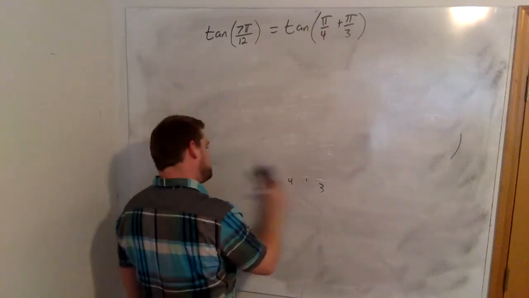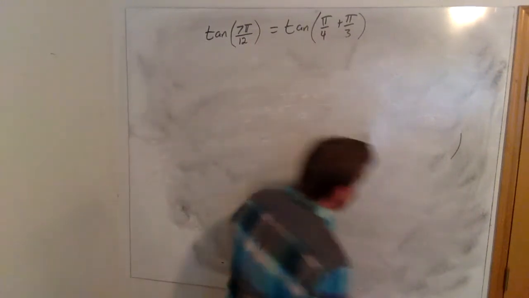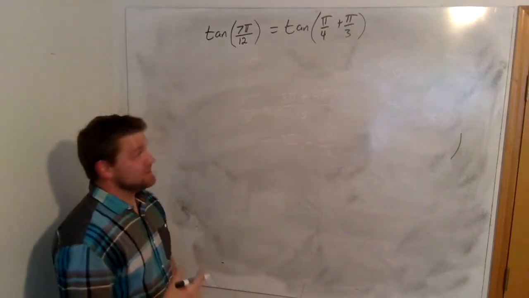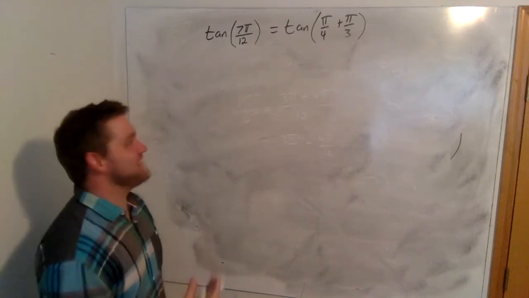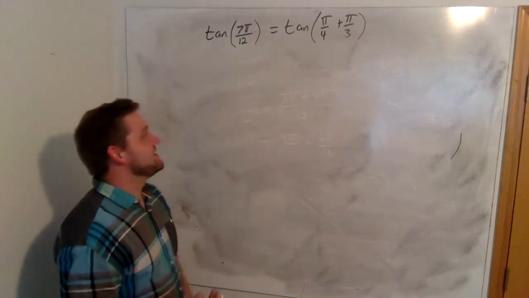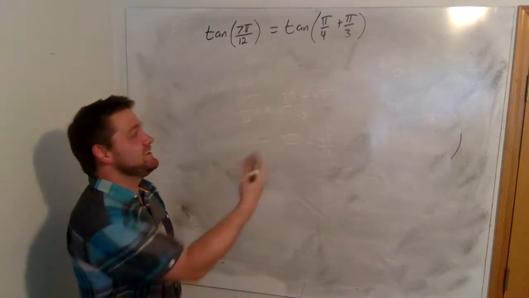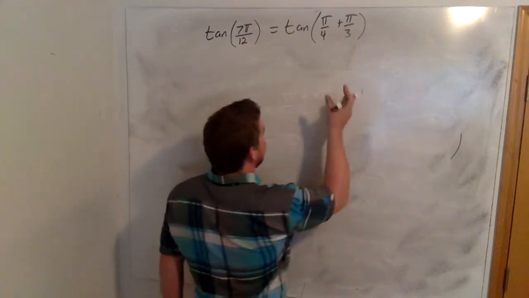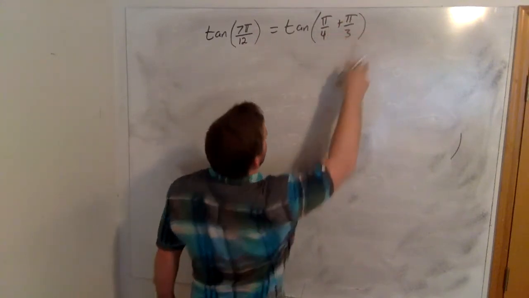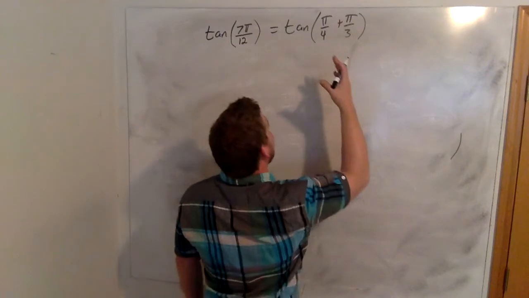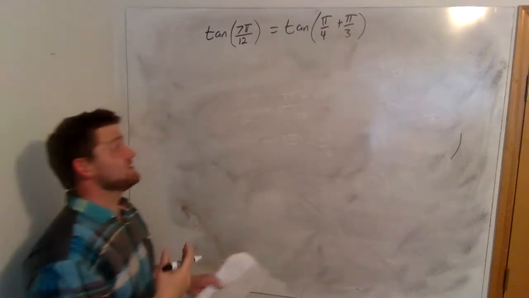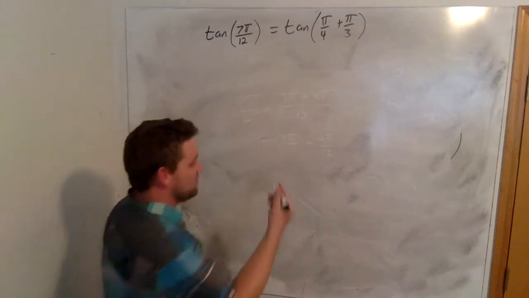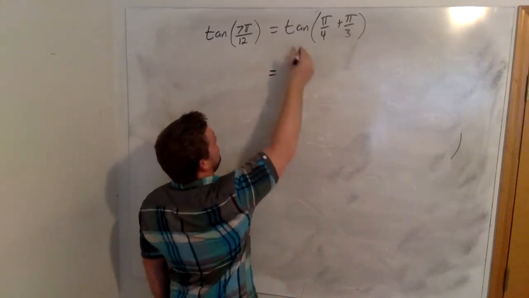If I have to be honest, if I was on a desert island and I really needed to know what the tangent of 7 pi over 12 was, and I didn't remember the addition formula for tangent, I would do the same thing as sine of pi over 4 plus pi over 3 over cosine of pi over 4 plus pi over 3, and I would use the addition formulas for sine and cosine. But let's go ahead and use the formula for tangent.